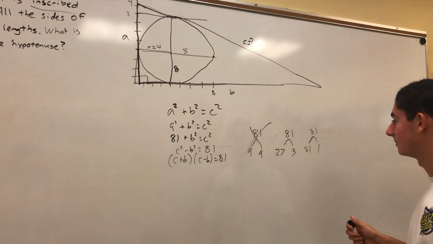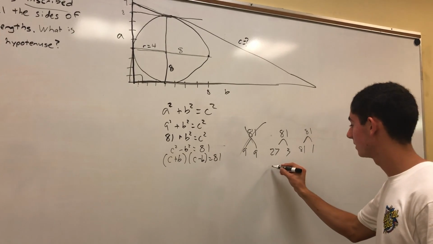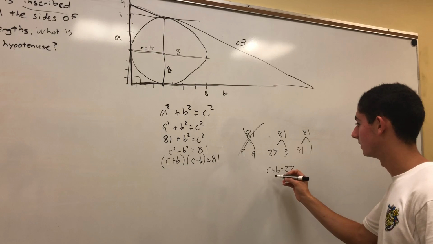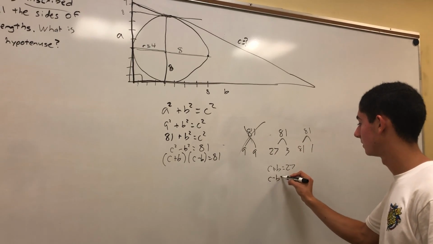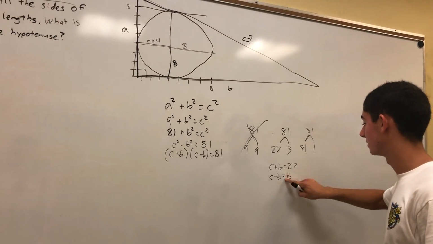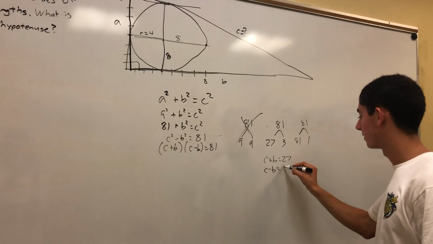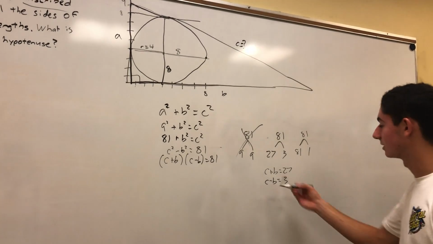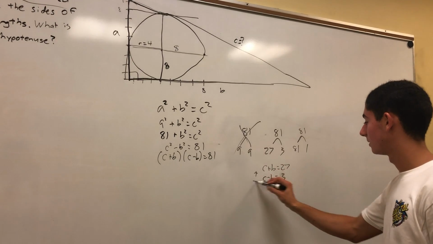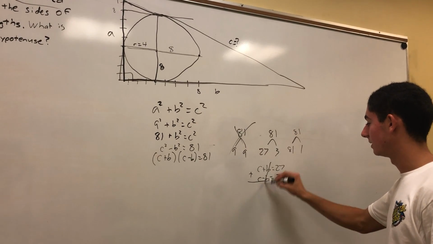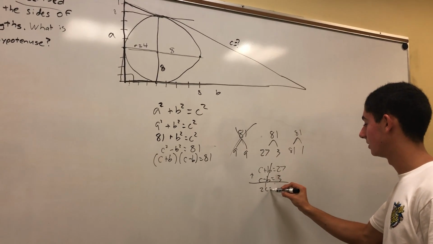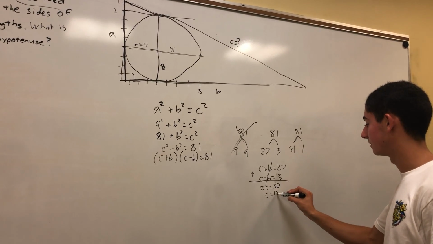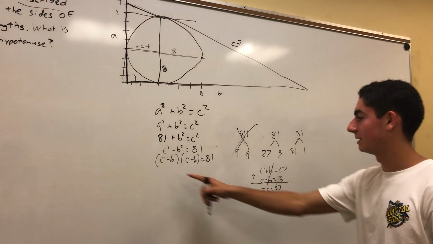So let's do that real quick. So c plus b equals 27, and then c minus b equals 3. I'll do this to make it easier. So b minus b cancels out. 2c equals 30. C equals 15. So that means c is 15.